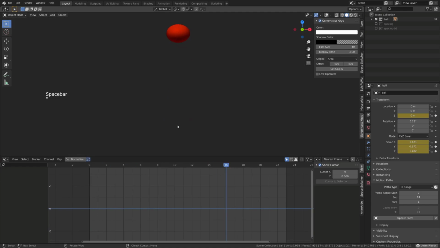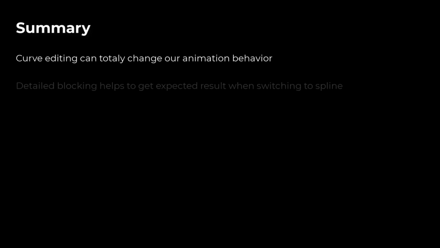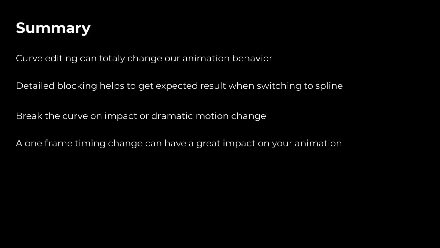I'm pretty happy with this bouncing ball animation. To summarize, we have seen that curve editing can dramatically change our animation. Good blocking makes your animation a little better when you switch to spline. It's important not to be afraid to break the curve using vector handles. Offsetting a key by 1 frame can really change your animation and make it look better or destroy it. Don't forget that the devil is in the details.